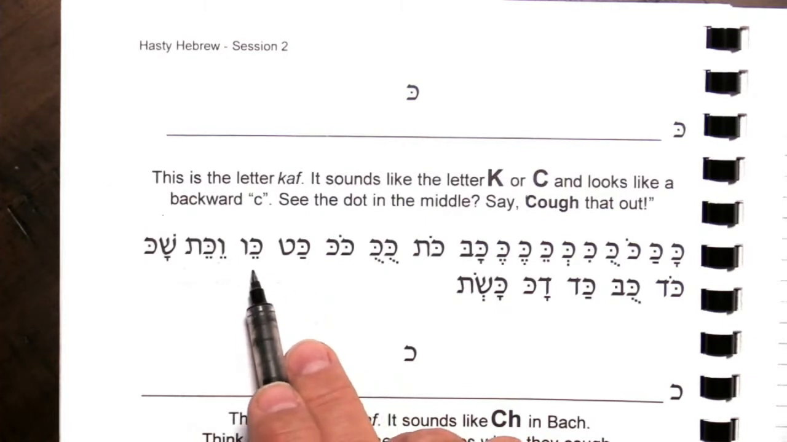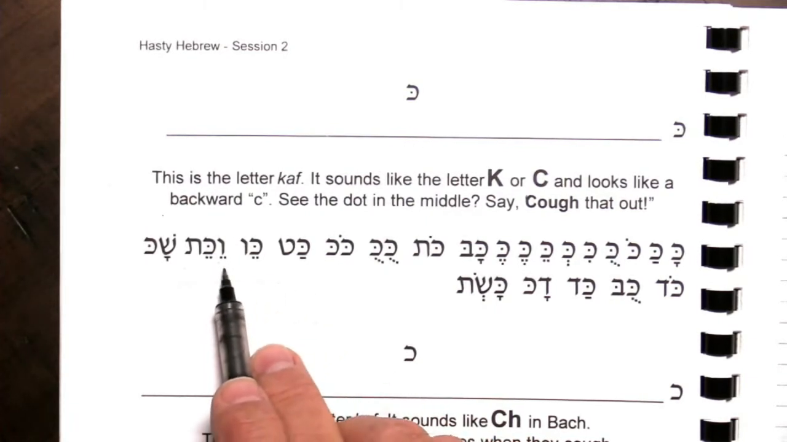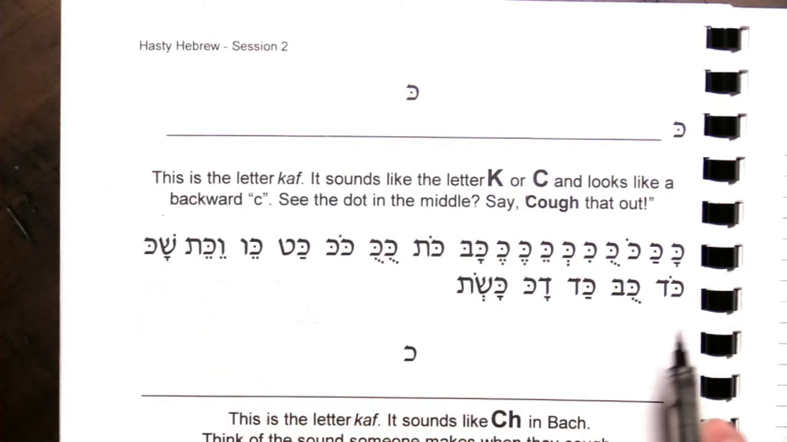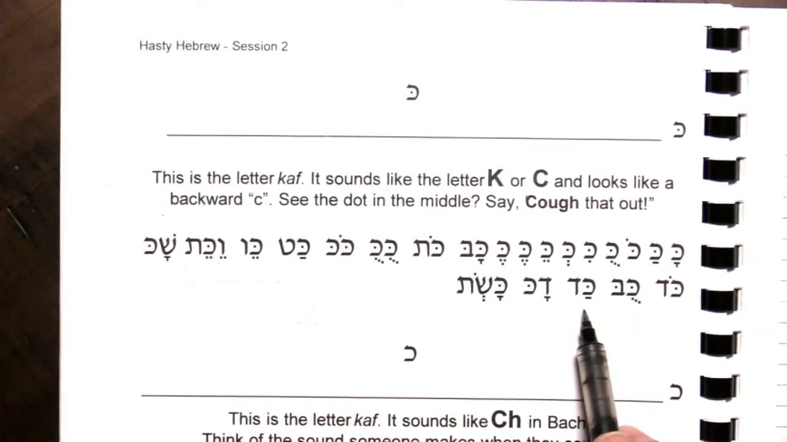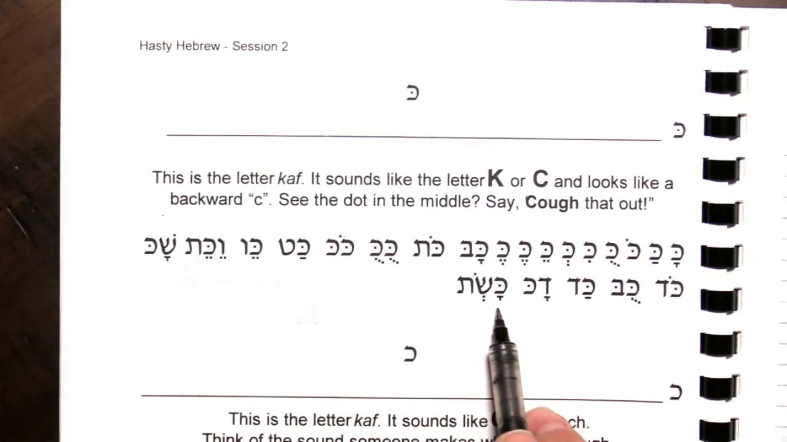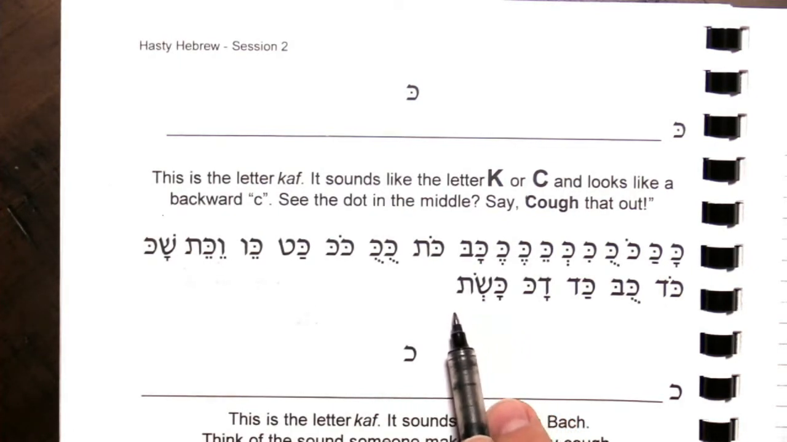cot, cave, vacate, shock, code, cube, cod, like the fish, dock, cassette. And some of you who are young may not know what a cassette player is, but that would be cassette.